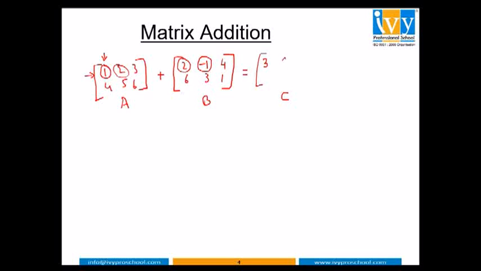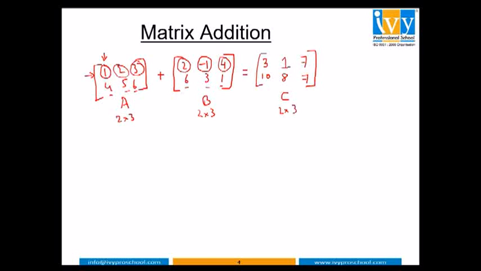So here I have 1, this will get added to this. So I hope you see where this is going. I am just going to fill up the rest of the numbers. So 4 plus 6 equals 10, 5 plus 3 equals 8, and 6 plus 1 equals 7. So whenever we do addition of matrices, this is a 2 cross 3 matrix, this is again a 2 cross 3 matrix, and the resultant is also a 2 cross 3 matrix.